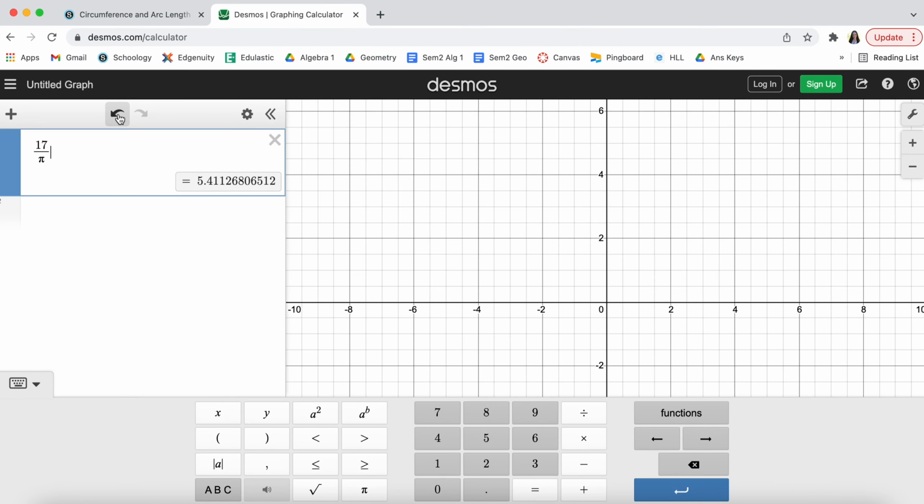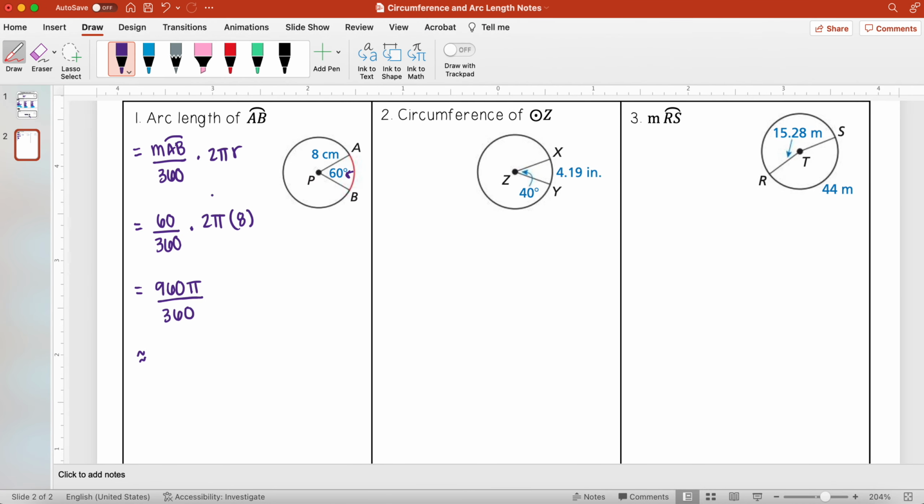Then I'm going to head over to Desmos and type that in. So I have 960 pi divided by 360, and rounding to the nearest hundredth, I get 8.38 centimeters. So the arc length of AB is 8.38 centimeters.